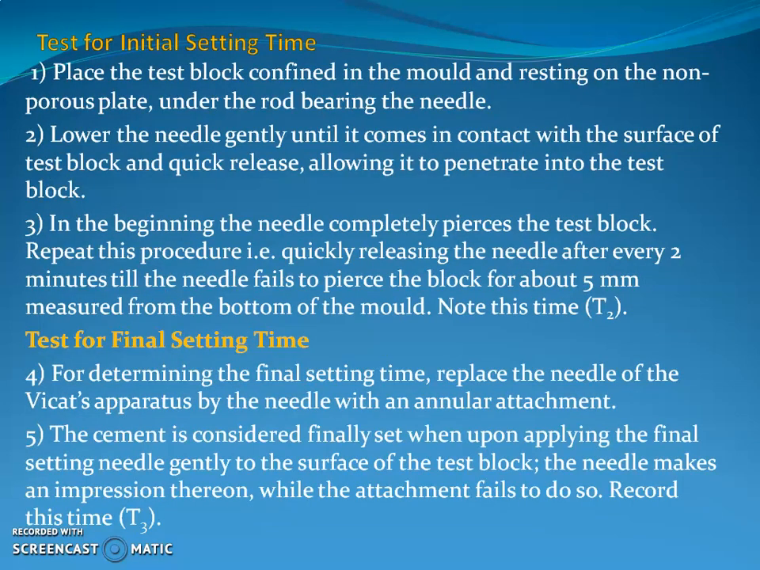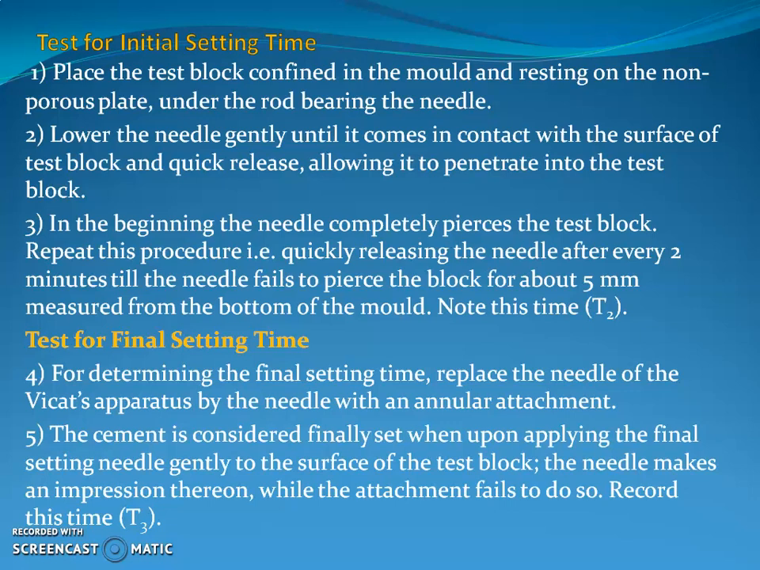Now test for initial setting time. Procedure: place the test block confined in the mold and resting on the non-porous plate under the rod bearing the needle. Lower the needle gently until it comes in contact with the surface of the test block and quickly release it, allowing it to penetrate into the test block. In the beginning, the initial setting time needle completely pierces the test block. Repeat this procedure, that is quickly releasing the needle after every 2 minutes, till the needle fails to pierce the block for about 5 mm measured from the bottom of the mold. Note this time as capital T2.